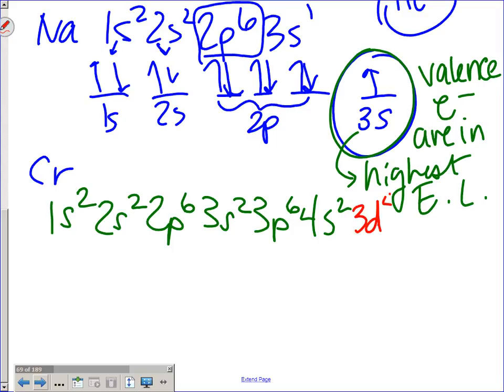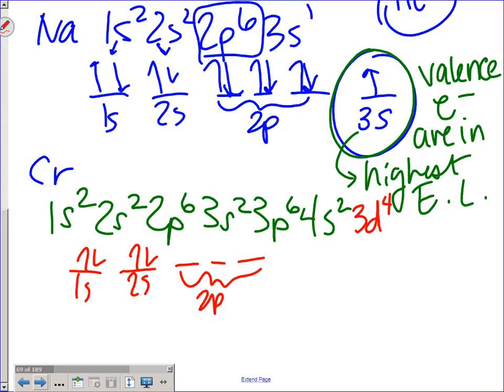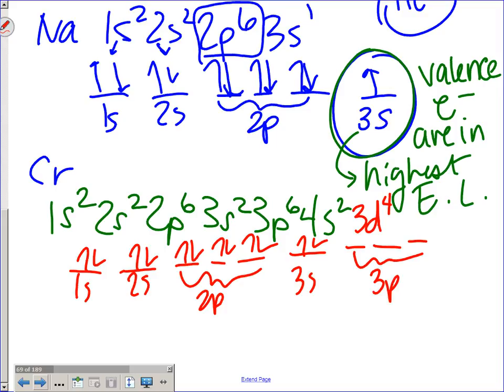So 4s2, 3d. Okay, orbital diagram, here we go. 1s2. 2s, up, down. 2p, up, down, up, and you should be drawing these with me. One up, one up, one up, one down, one down, one down. 3s, one up, one down. 3p, one up, one up, one up, one down, one down, one down. 4s, one up, one down.